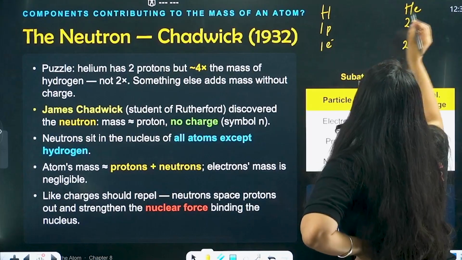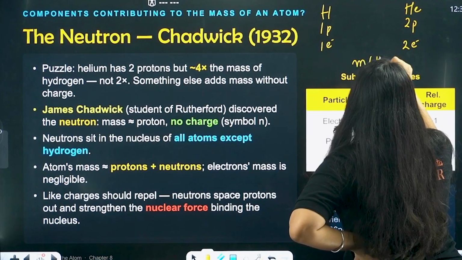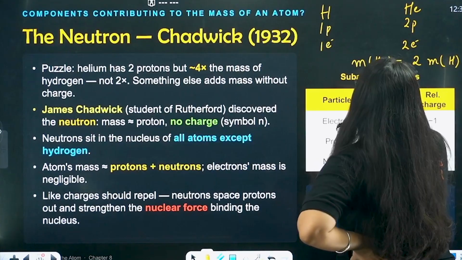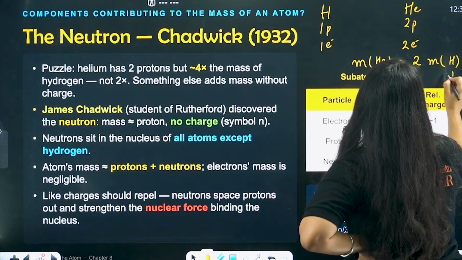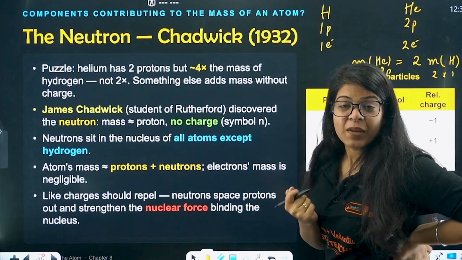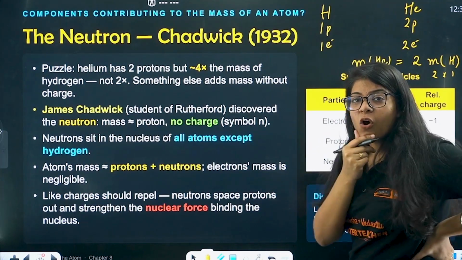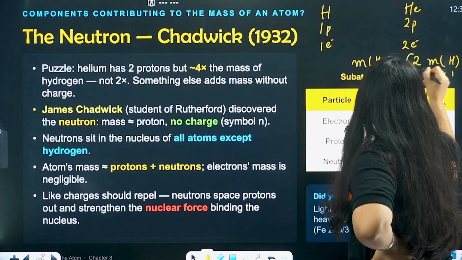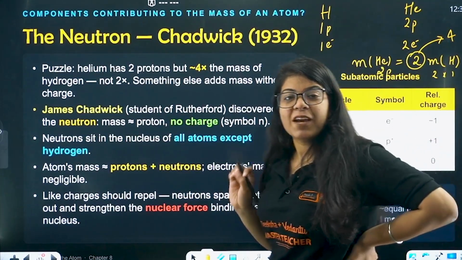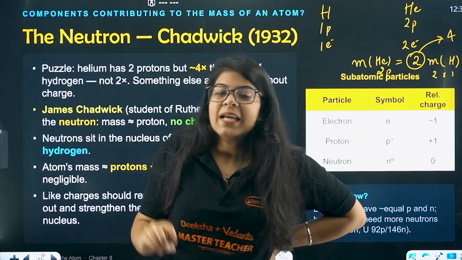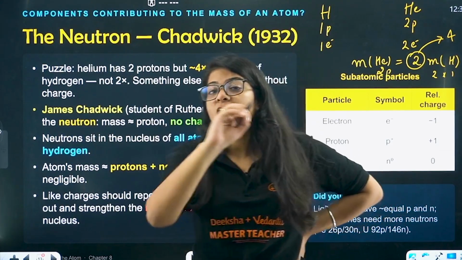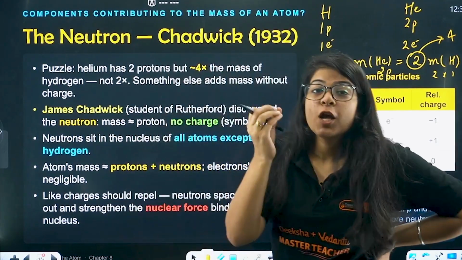Then according to that, the mass of helium should be simply 2 times the mass of hydrogen, right? Because hydrogen has only one proton, multiply by 2, that is 2 protons, right? Makes sense. But when we discovered, we saw that it's not 2 times, it's actually 4 times. So what is happening? Where is the extra mass coming from? Then we saw that there is one more thing inside the nucleus, not just protons, we have neutrons.